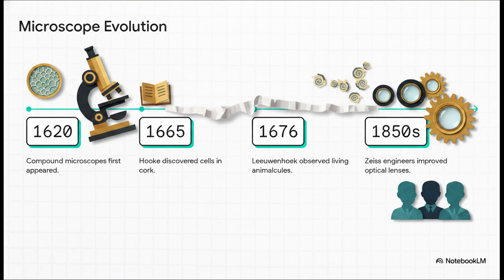Now, as you look at this timeline, notice something crazy. Compound microscopes appear around 1620. Hooke makes his discovery in 1665, Leeuwenhoek in 1676, and then a massive 200-year gap. The science literally stalled out because the glass lenses had hit a physical limit. It wasn't until the 1850s and 80s that a German engineer named Carl Zeiss, working with Otto Schott and Ernst Abbe, finally upgraded optical lenses to push those magnification boundaries further.